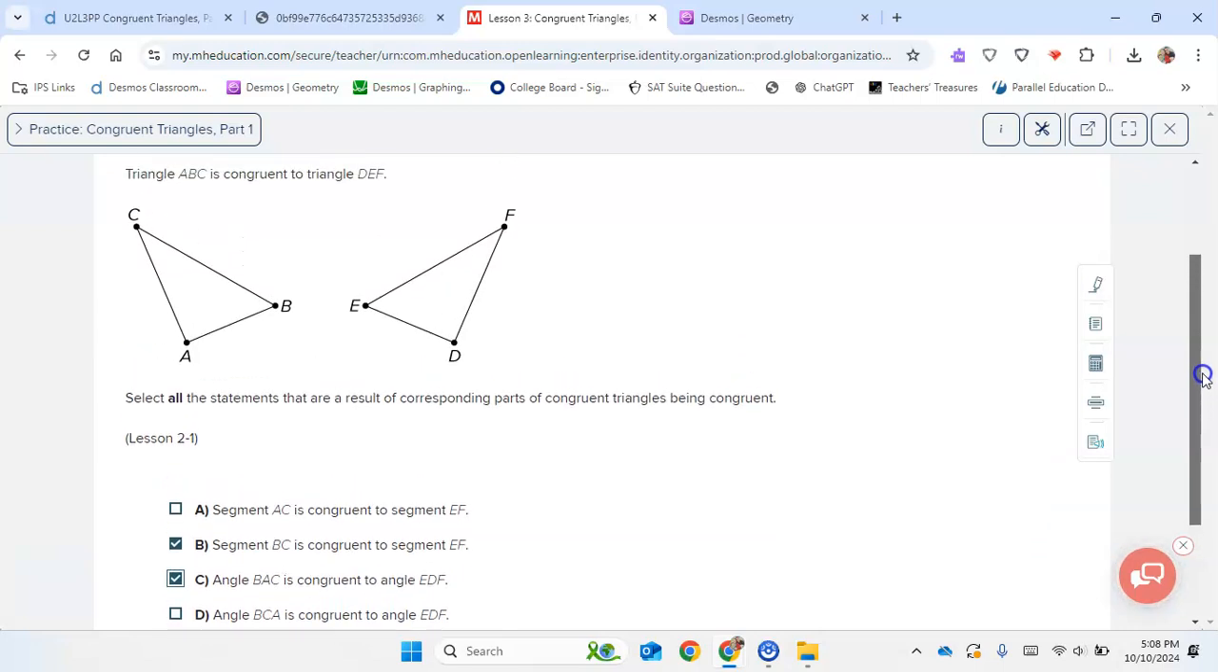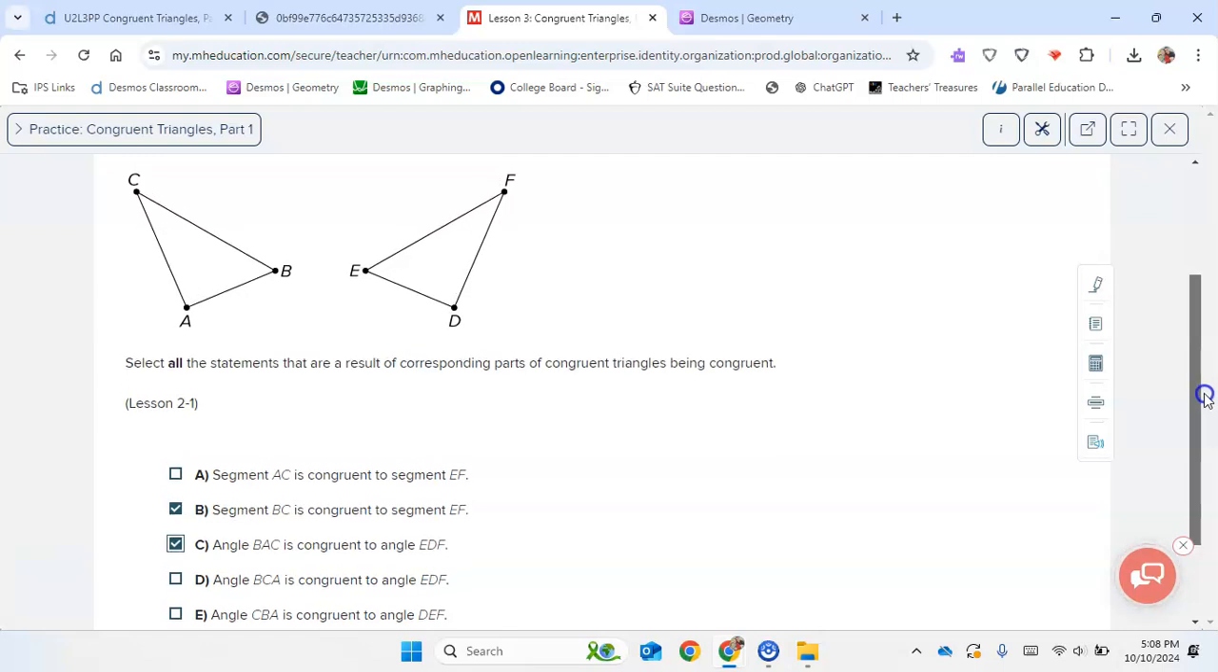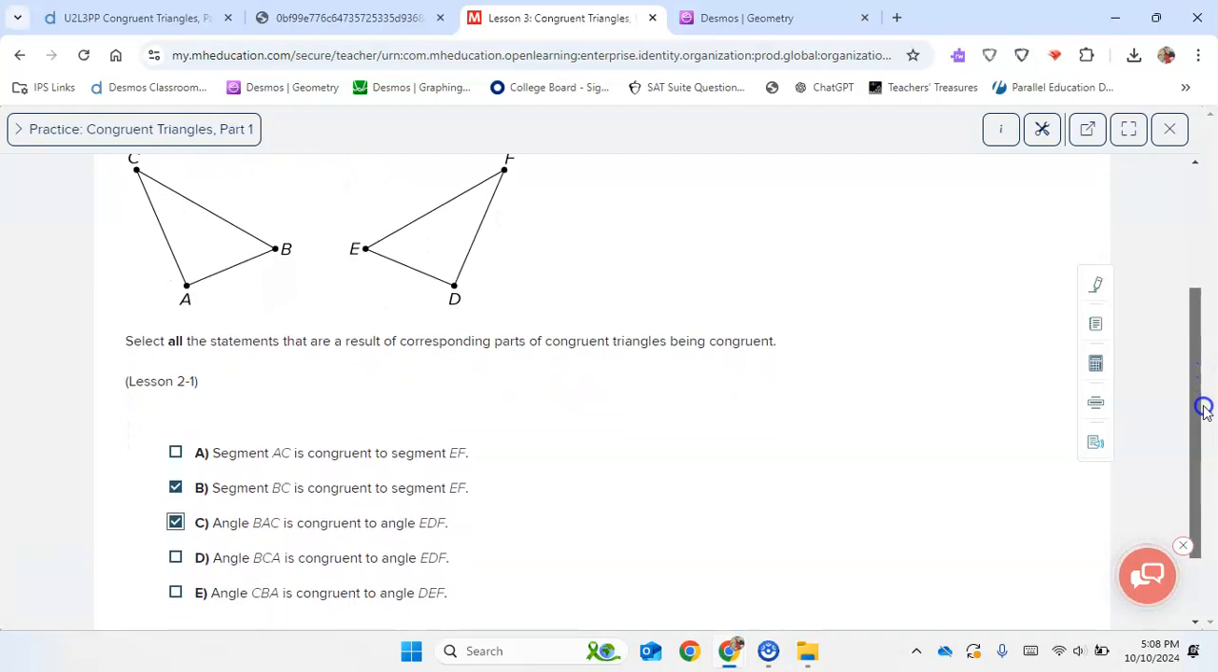BCA is an acute angle. EDF is not. It is not acute. Angle CBA is congruent to DEF. CBA is congruent to FED. FED.